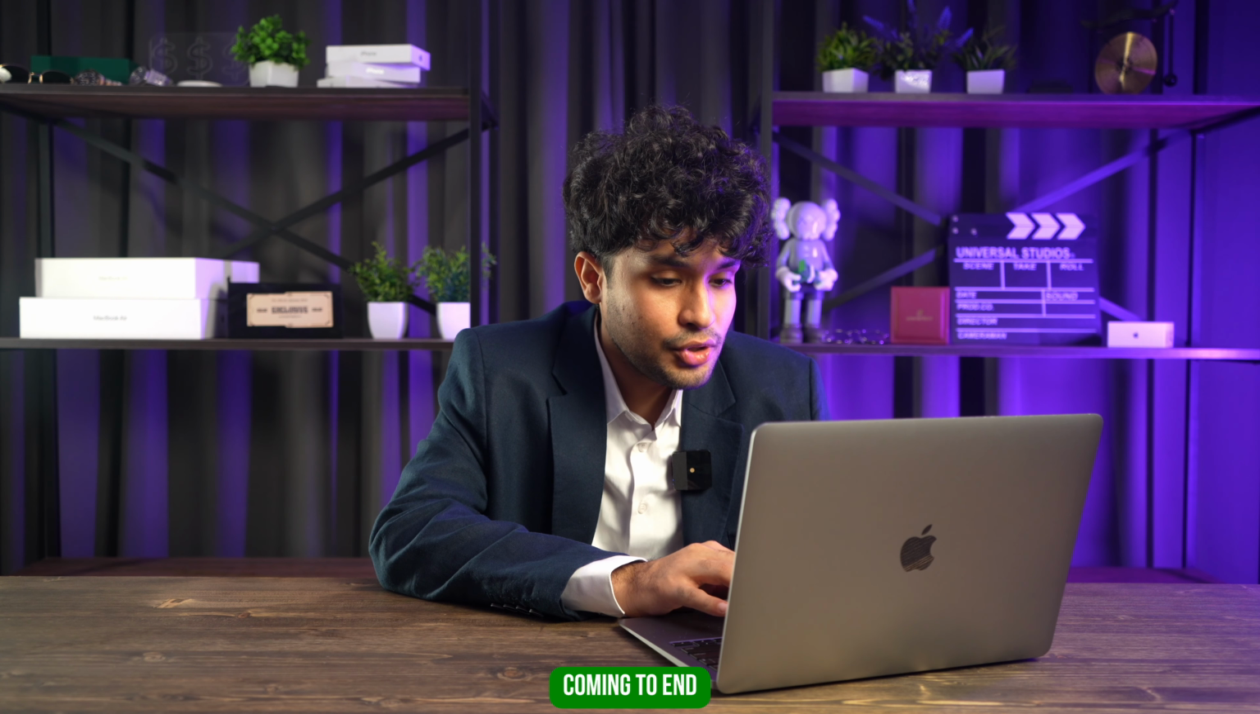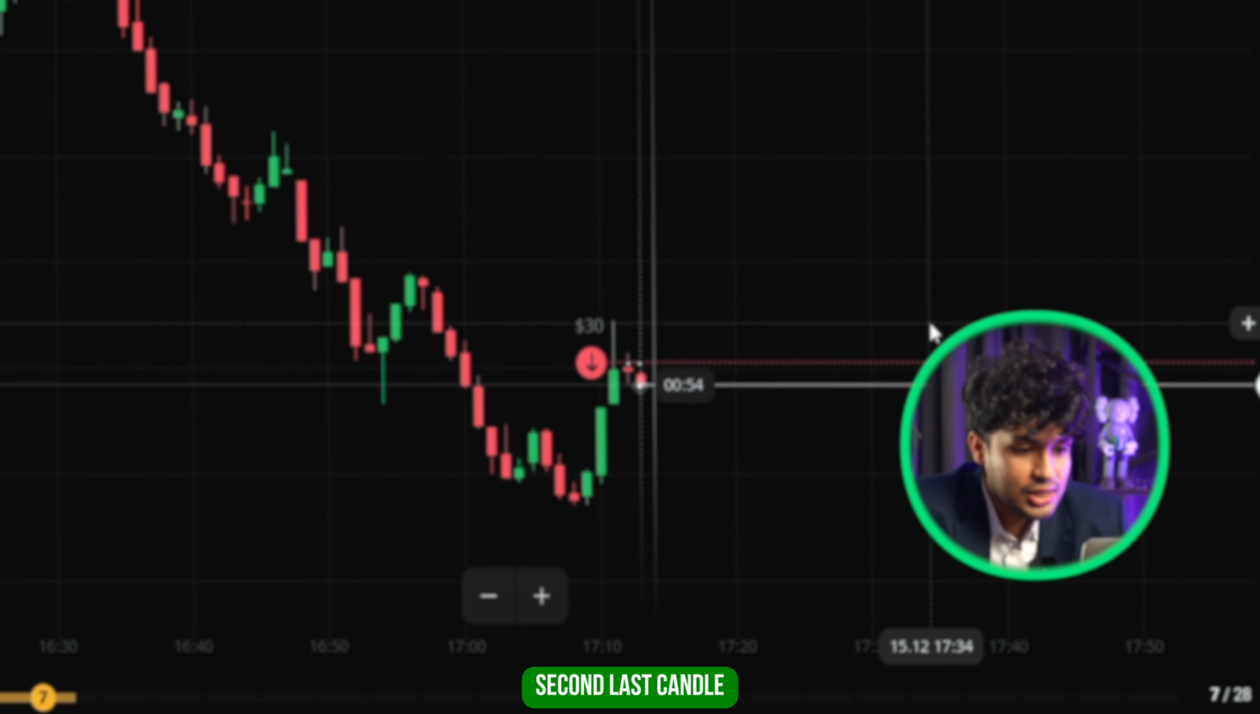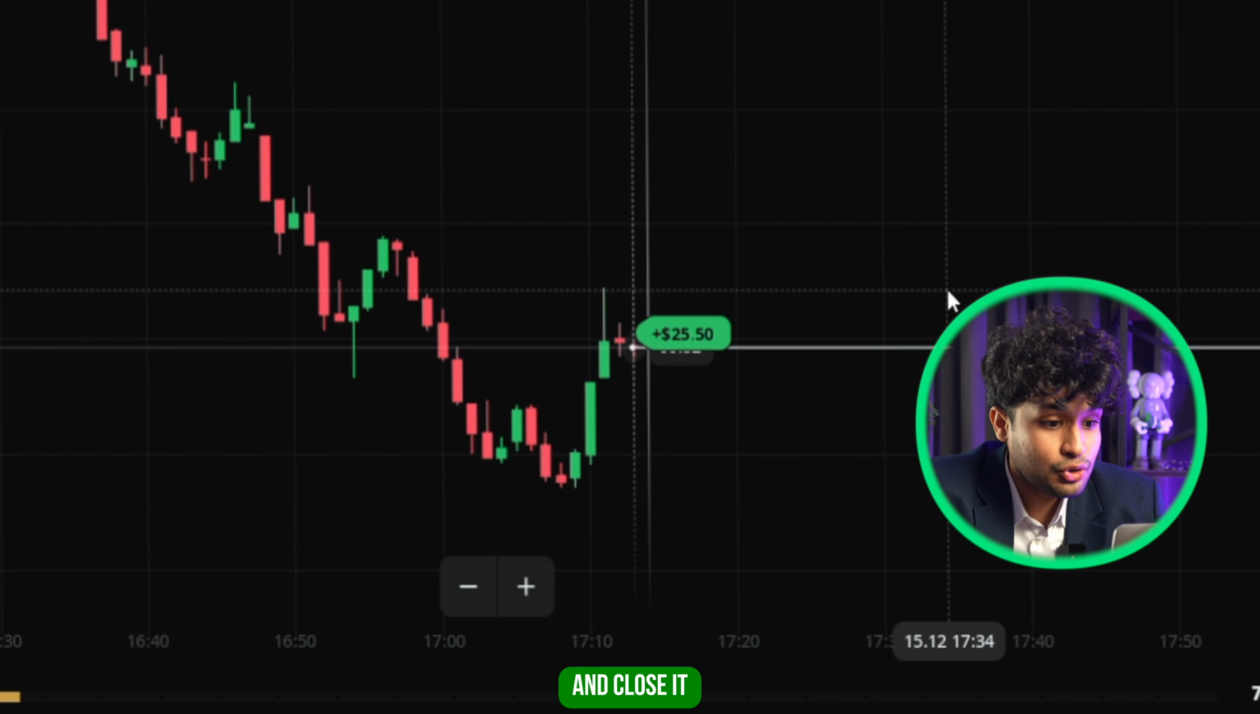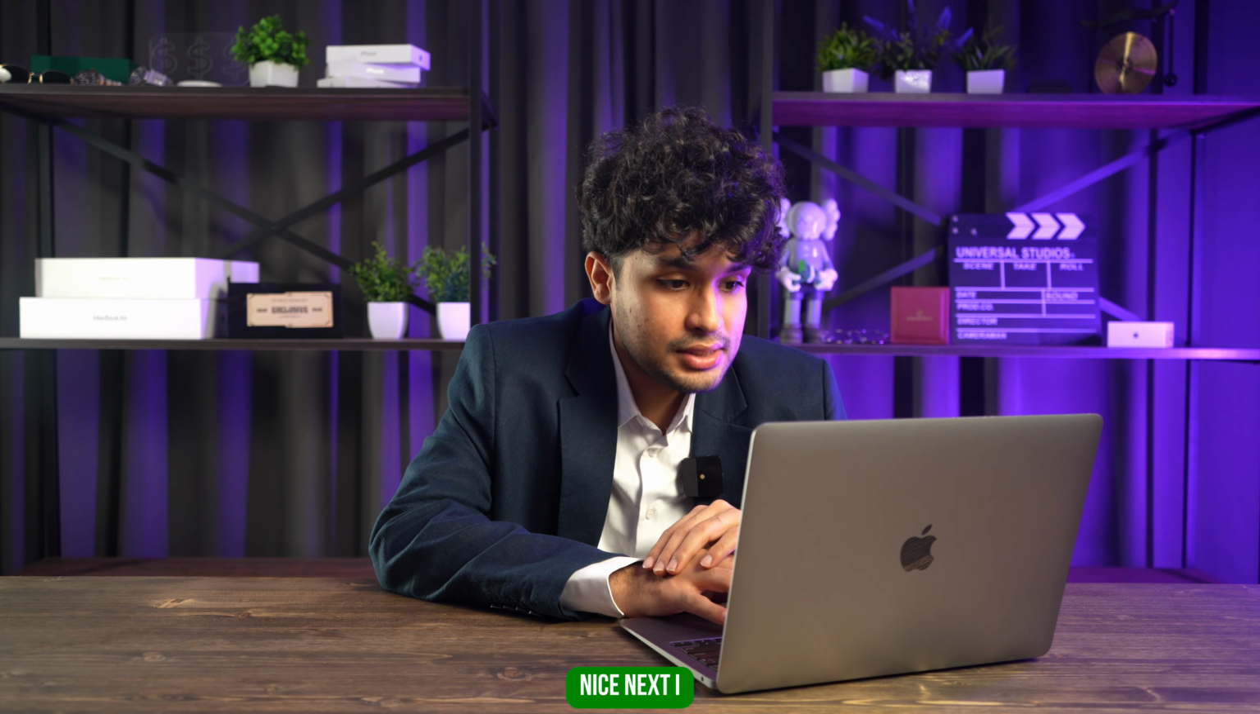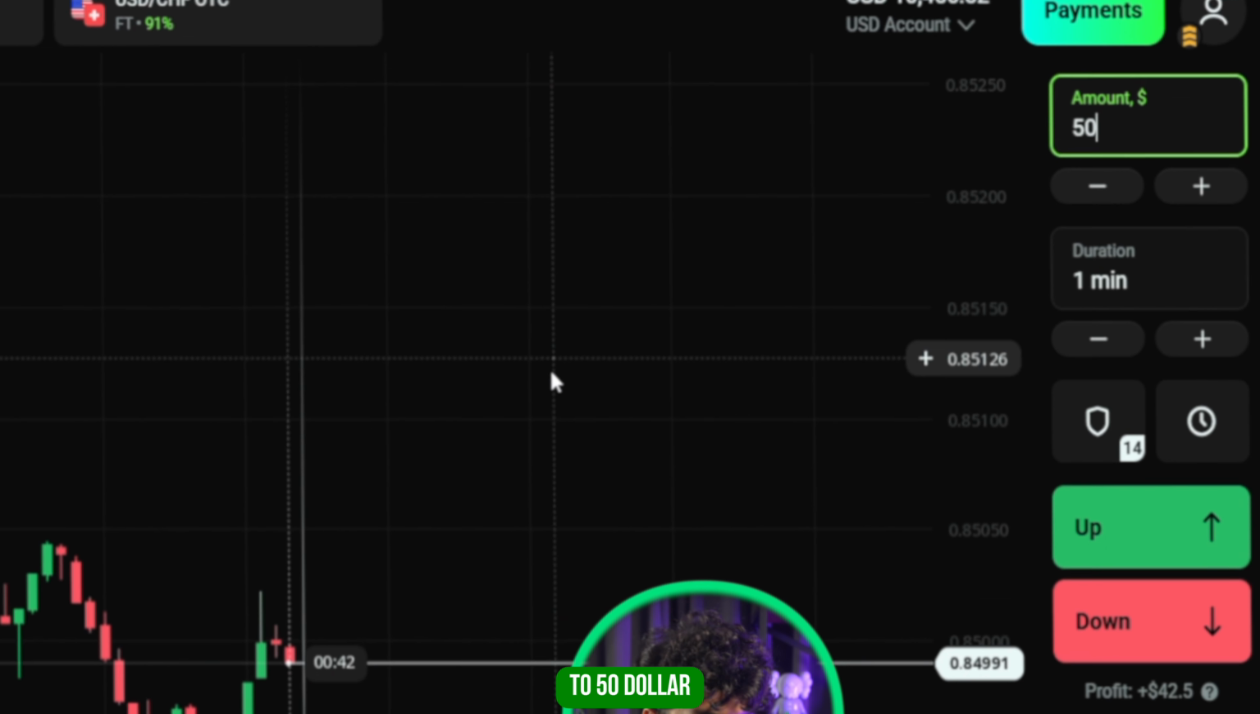The trade is coming to an end. Second last candle, and it closes in a profit again. Another $25. Nice. Next I increase the amount to $50.